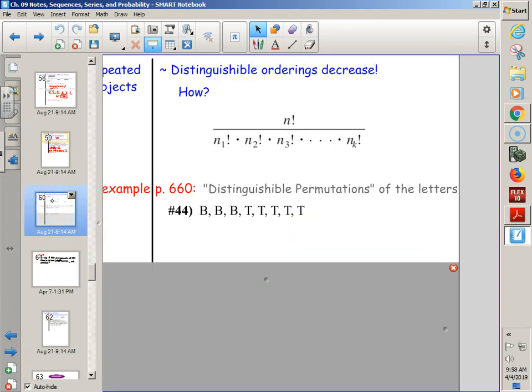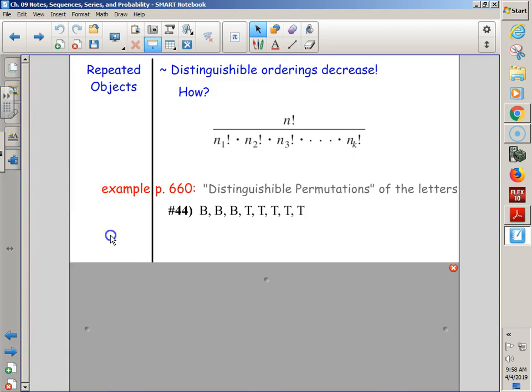Beep, beep. But we do have to worry about this. What if there are repeats? Now, to be honest, that formula at the top of the page, I don't like at all. There's just not a great way of showing it. There's not a great way of writing it. So I'm going to have to use words to explain it.